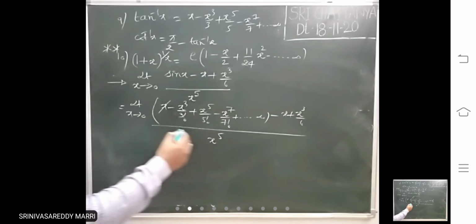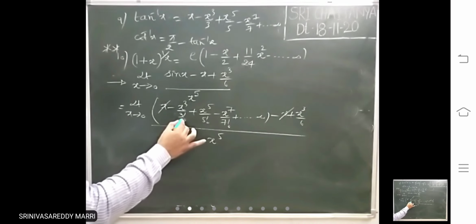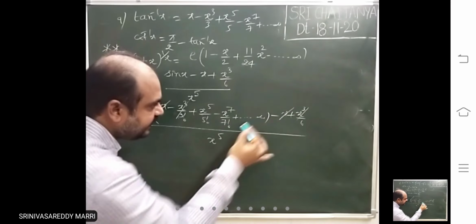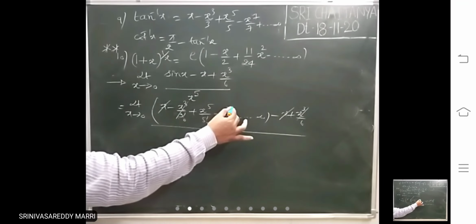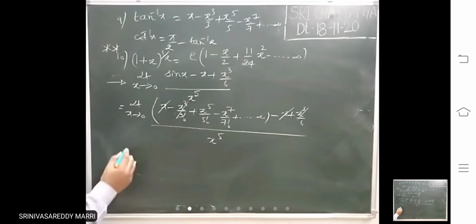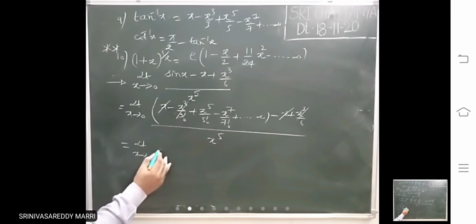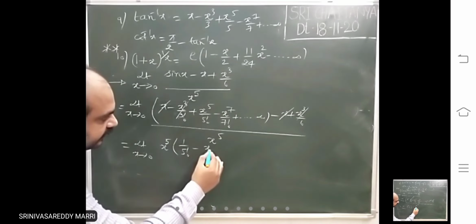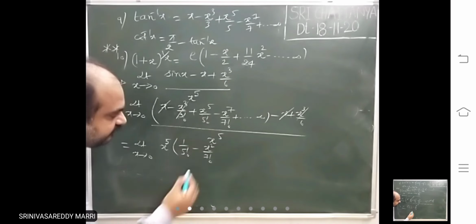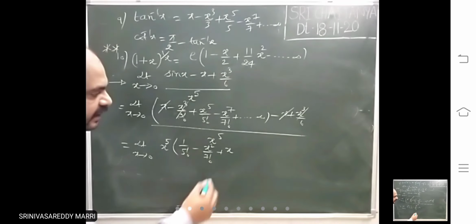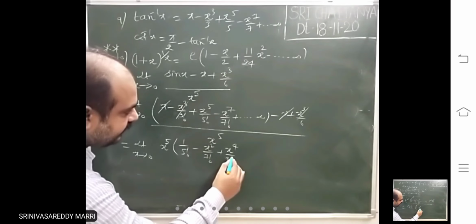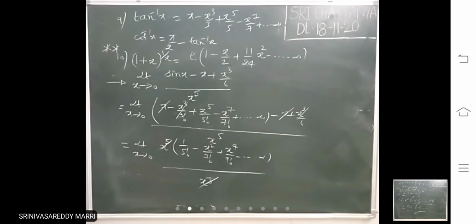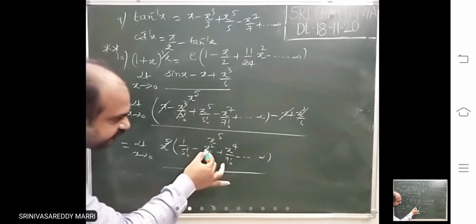Now look at this, x will get cancelled. This is minus x cube by 3 factorial, it means 6, this will get cancelled. Now strike off. Then the remaining terms are x power 5, x power 7, and x power 9. Take x power 5 common. What you will get is 1 by 5 factorial minus x square divided by 7 factorial, then x power 4 by 9 factorial and so on. From here, all the terms will contain x. This is constant.